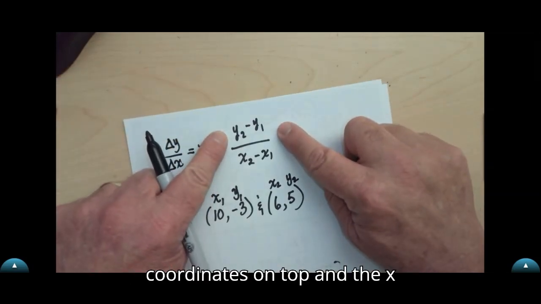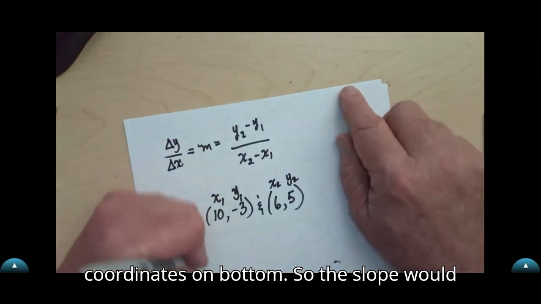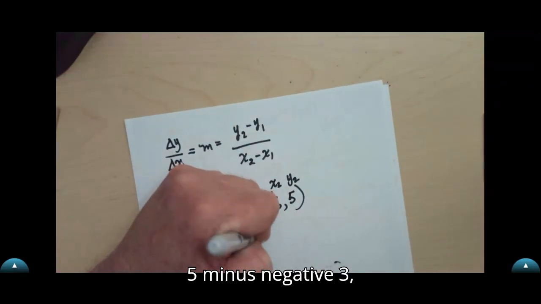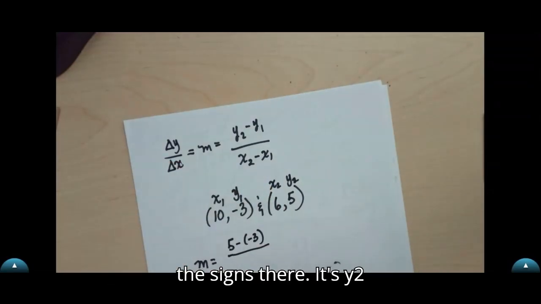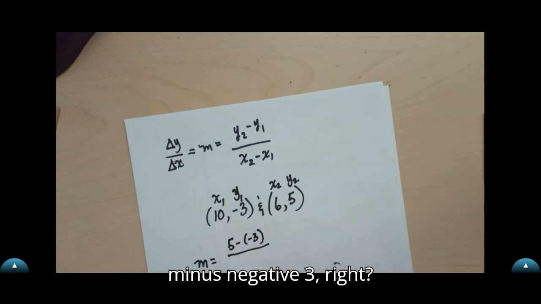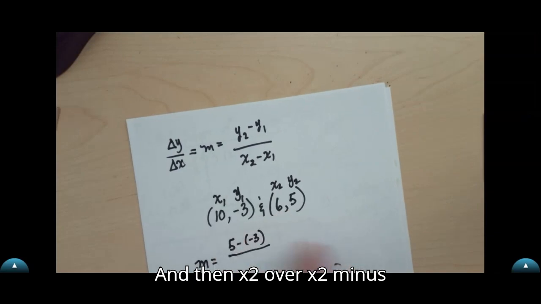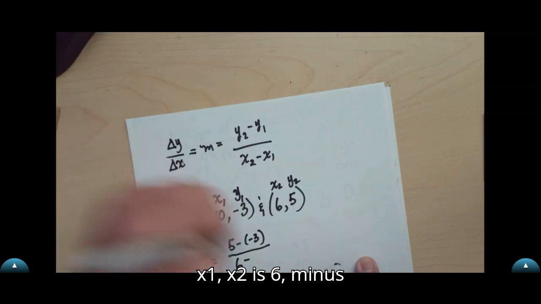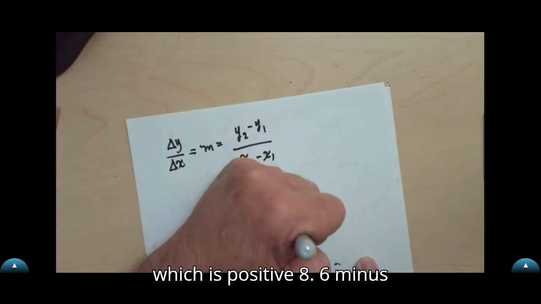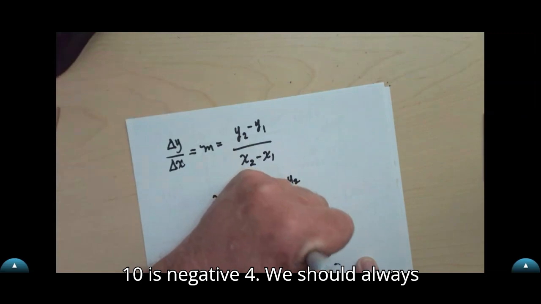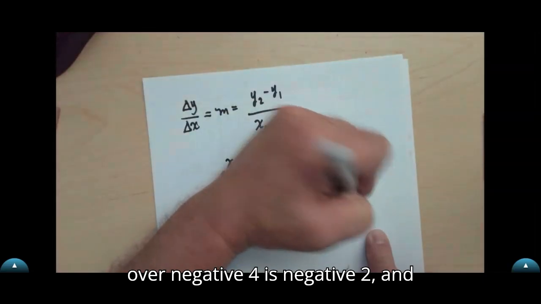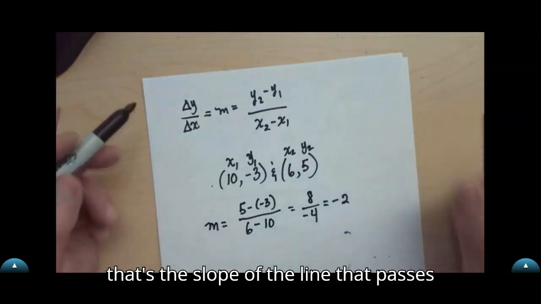Just subtract the y coordinates on top and the x coordinates on bottom. So the slope would be y2 minus y1, 5 minus -3. Make sure y'all see what happened with the signs there. It's y2 minus y1. That's not 5 minus 3. It's 5 minus -3, right? And then over x2 minus x1. x2 is 6 minus x1 is 10. 5 minus -3 is really 5 plus 3, which is +8. 6 minus 10 is -4. We should always simplify our slope. 8 over -4 is -2, and that's the slope of the line that passes through these 2 points.